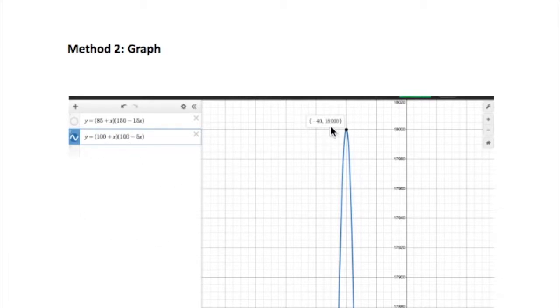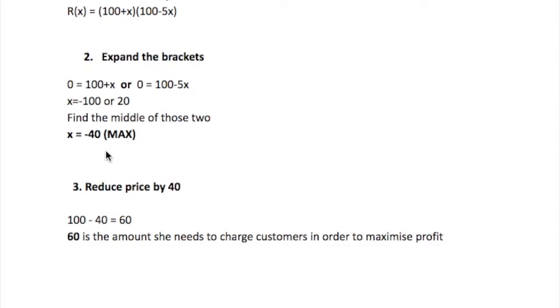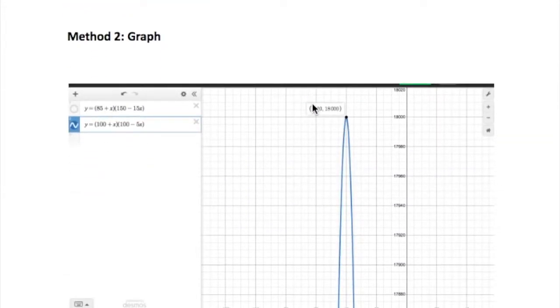It says negative 40, 18,000. This is also, again, a good way to check your answers, since I got negative 40 here, but I didn't know if that was right. As we can see here, it is right.